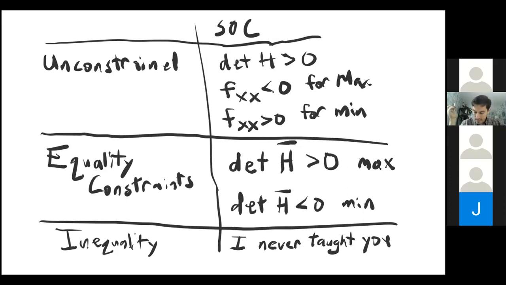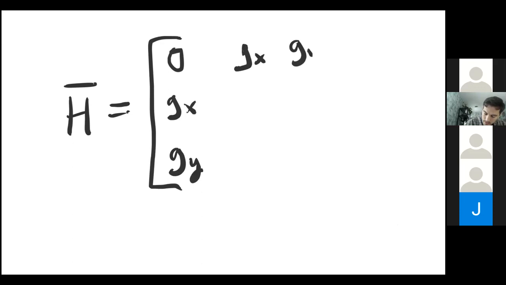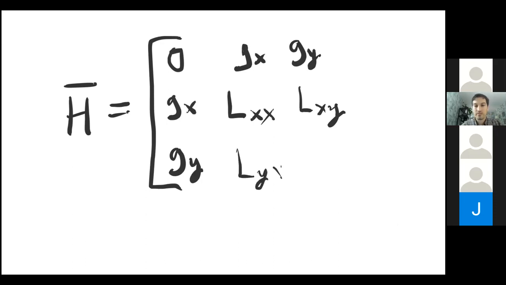Let me just write that out for you right now. I'm going to clear these drawings. The bordered Hessian is equal to: 0, g_x, g_y; g_x, L_xx, L_xy; g_y, L_yx, L_yy, where L is the Lagrangian, and L_yx is of course always equal to L_xy.